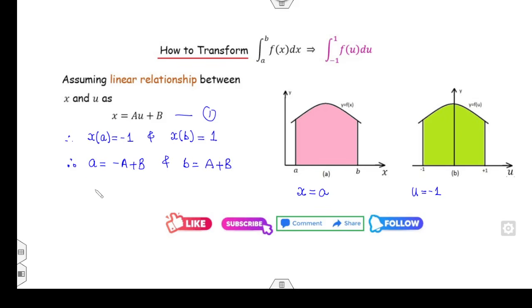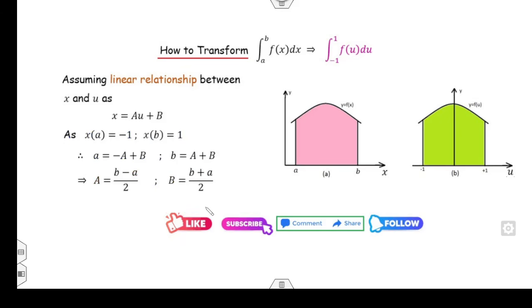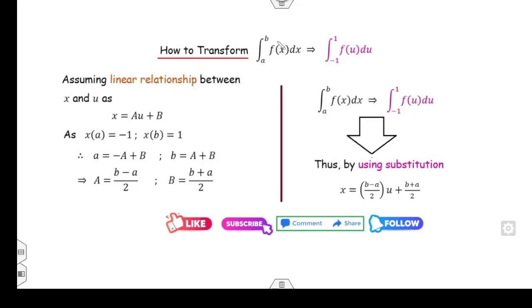Can you find the value of a and b? If you add the two equations, you will get b equal to (b plus a) over 2. And if you subtract them, you will get a equal to (b minus a) divided by 2. So I can substitute the values of a and b in equation number 1. Therefore, you can transform any integration from a to b to minus 1 to plus 1 by using the substitution x equals (upper limit minus lower limit) divided by 2 times u plus (upper limit plus lower limit) divided by 2. I will show you with the help of an example.